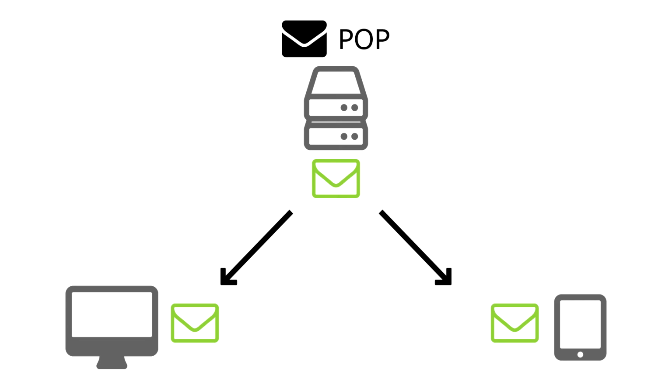POP does not synchronize the email, so if you delete a message on one device, the message remains on the server and on any other devices you have downloaded the message to. This leaves room for duplicate messages to be downloaded and for your email inbox to fill up fast with old messages, which could exceed your email account's storage limits.